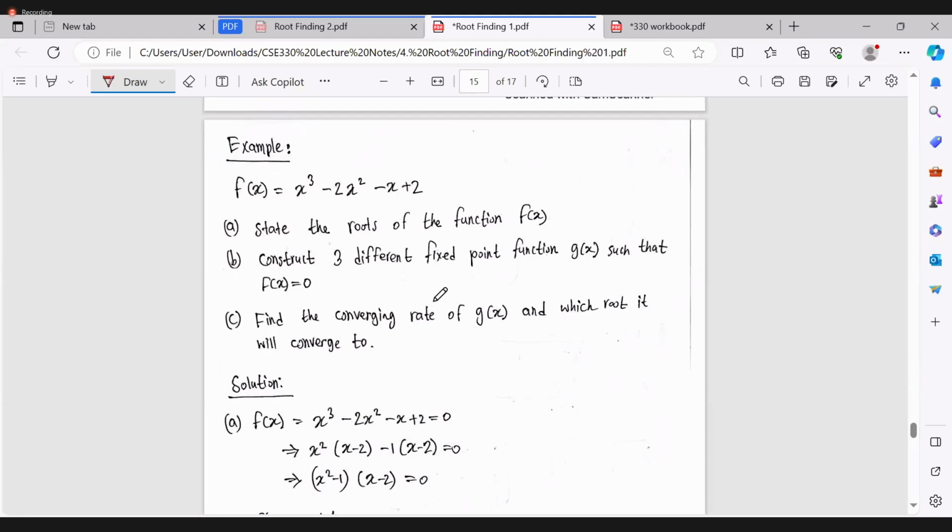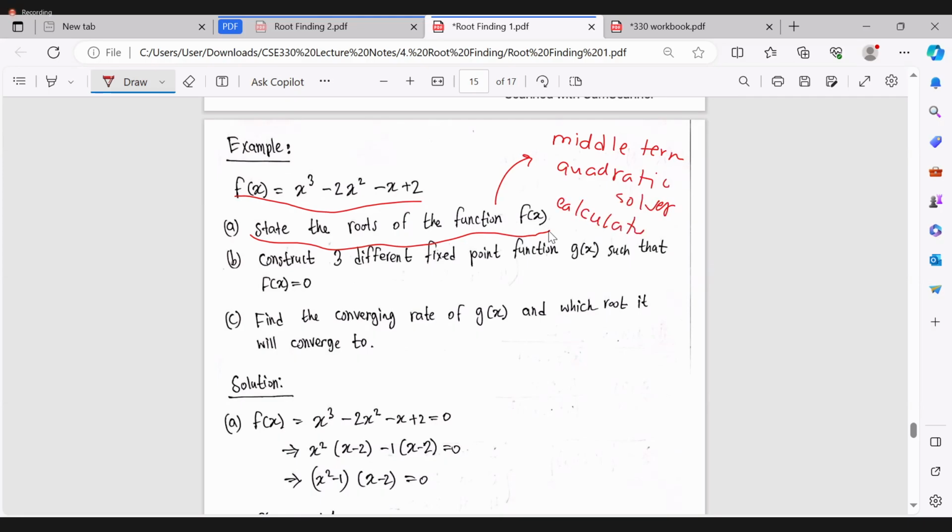Math kibhabe ashbe? So here the math is that a function will be given. First, the question would be to state the roots of the function f of x. We can find the root many ways, like middle term kora, then quadratic solver, or calculator, or any way you can just state the roots. You will not be asked how you have found these roots. You just state the roots.